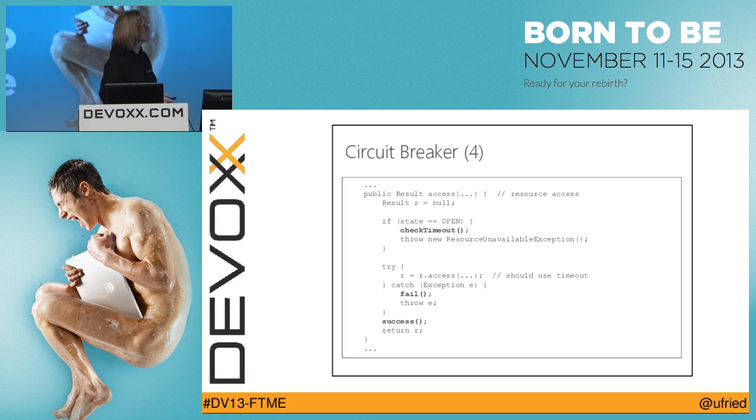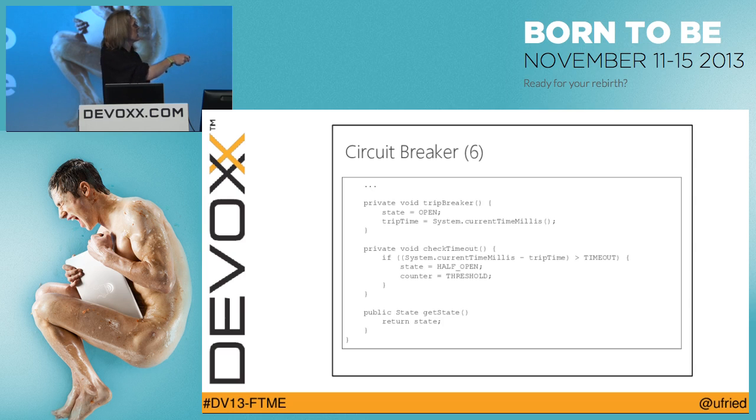Let's go back to that slide, to the access. Now I'm in state open, and here's one of these optimizations. To save a few lines in here, I implement it this way: I throw the resource not available exception one time more than I need. Usually that doesn't make a big difference. So I check the timeout and I throw the resource unavailable exception.